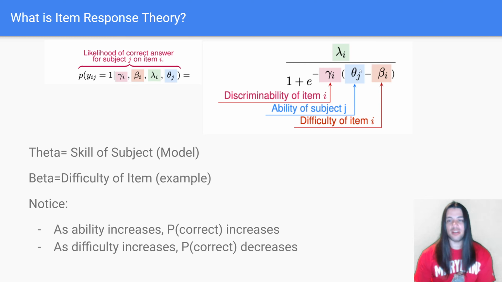As theta, or the skill of the model, increases with respect to the difficulty of the example, then the likelihood of answering correctly increases, and this is what we want. We use several different IRT models, but you can fit these models with variational inference or MCMC methods.